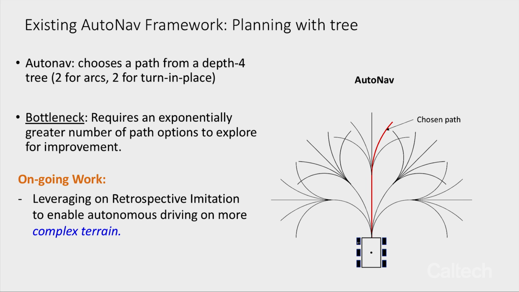What do I mean by that? So for the existing framework, we have a naive tree search where you choose a path from a depth 4 tree. As you can see, it's very similar to the branch and bound space that I showed you earlier. In terms of computational complexity, it quickly grows exponential. The branching factor is limited to 3 because of the complexity, and the depth is also limited to 4 at this time for Autonav and the existing framework.